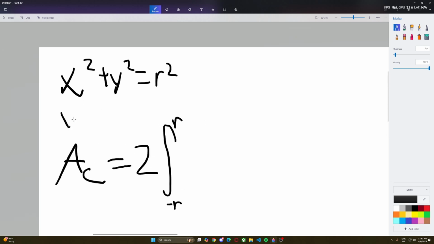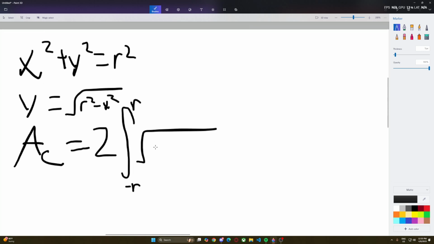Alright, and like we said, we're going to use the positive version of this equation. So, that's the integral of the square root of r squared minus x squared dx.